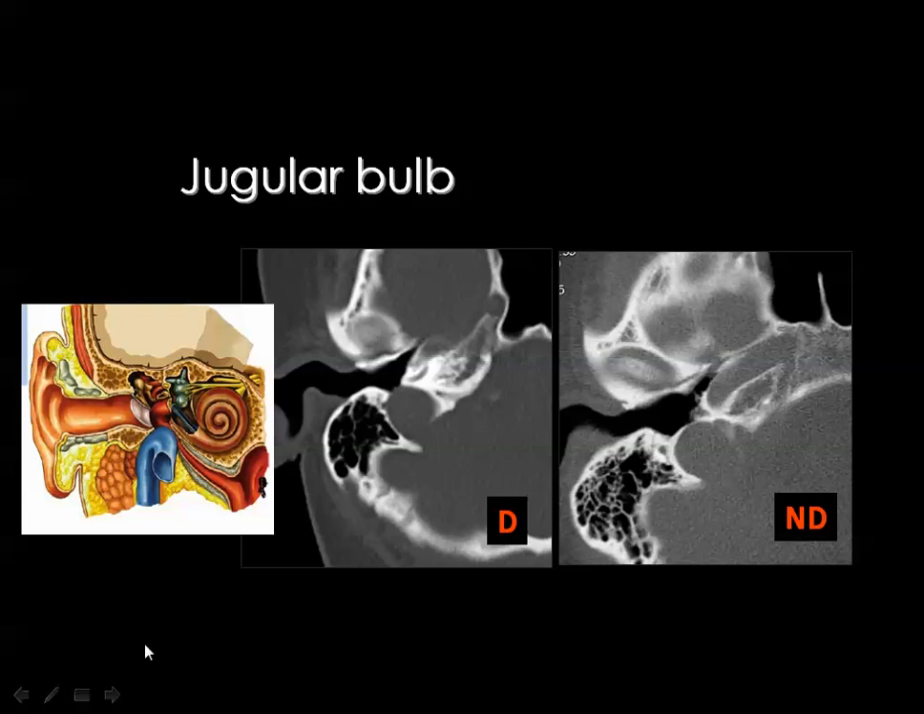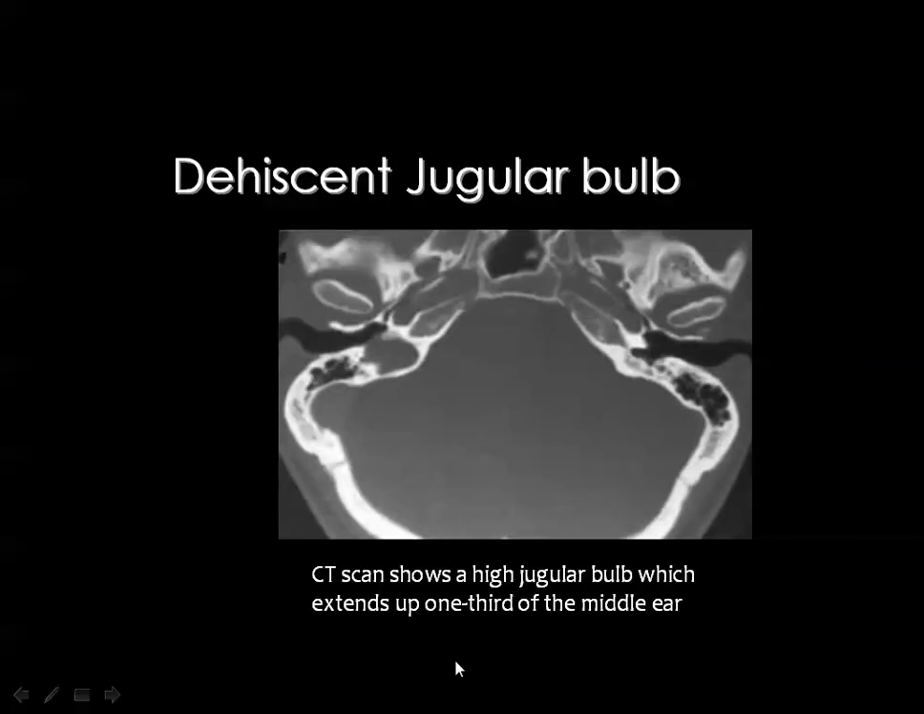You know the relation of the jugular bulb to the middle ear cavity. In most cases, the jugular bulb is separated from the middle ear cavity by a bony ridge, and this is known as a non-dehiscent jugular bulb. But if the jugular bulb is not separated by bone, and this bone is defective or dehiscent, we call this a dehiscent jugular bulb. And this is an example of the dehiscent jugular bulb. This is the jugular fossa, and it is not separated by the bony ridge, which is normally seen in most of the cases.